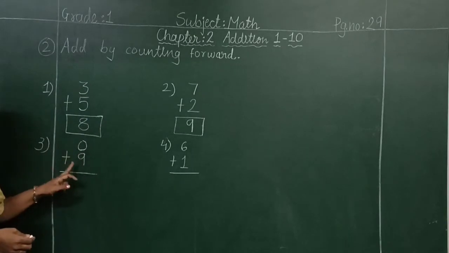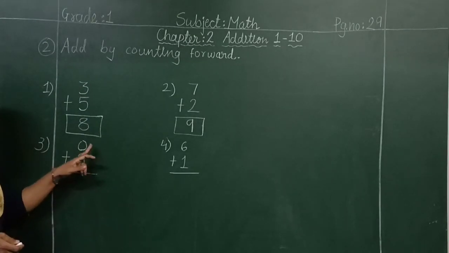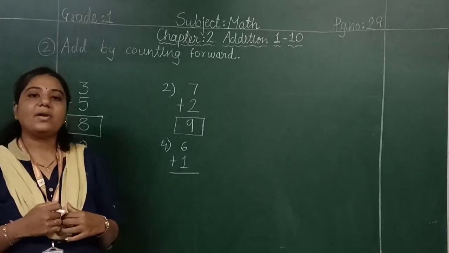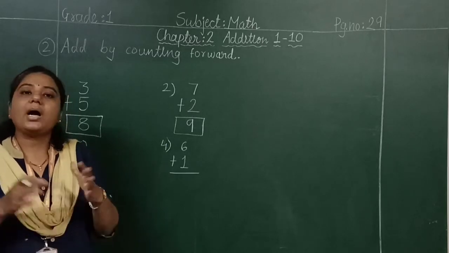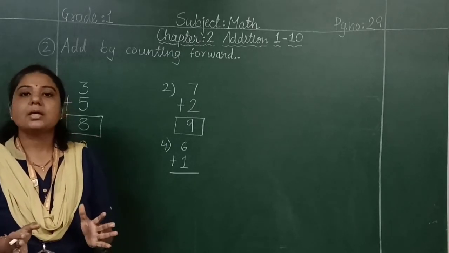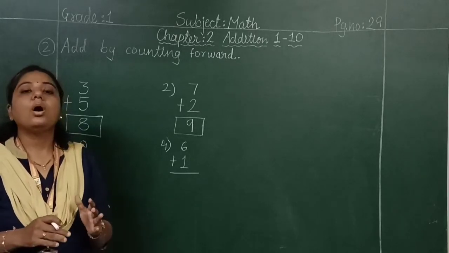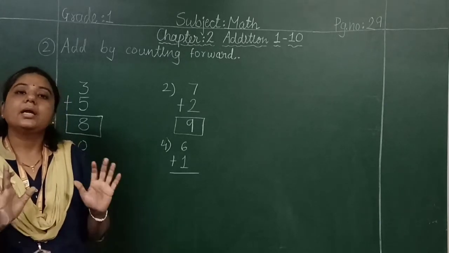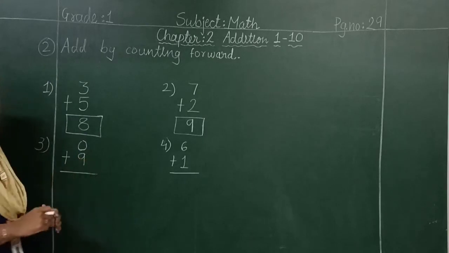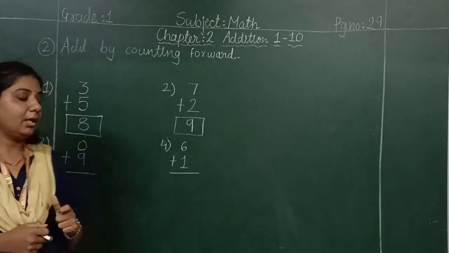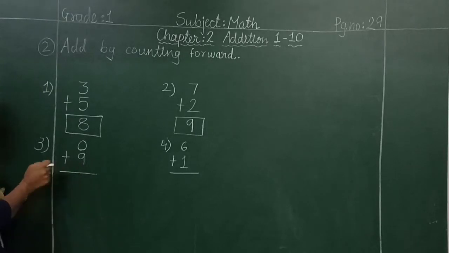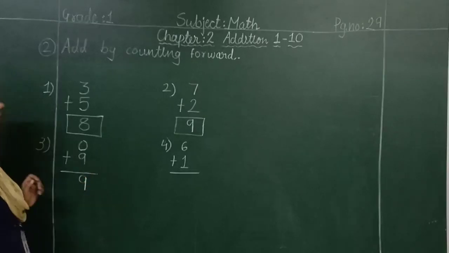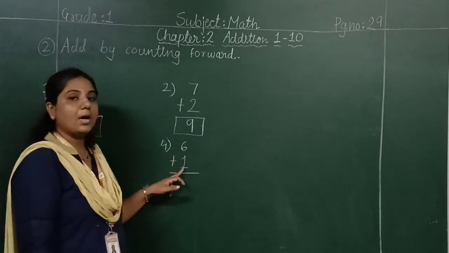Number 3, 0 plus 9. Yes, when we are adding 0, for example, I have 9 chocolates, okay? And you have nothing with you. So, if we put both together, how many chocolates will we have? Yes, how many? 9. If we add 0 to any number, your answer will be the same. Your answer remains the same. So, what is your answer? 9.